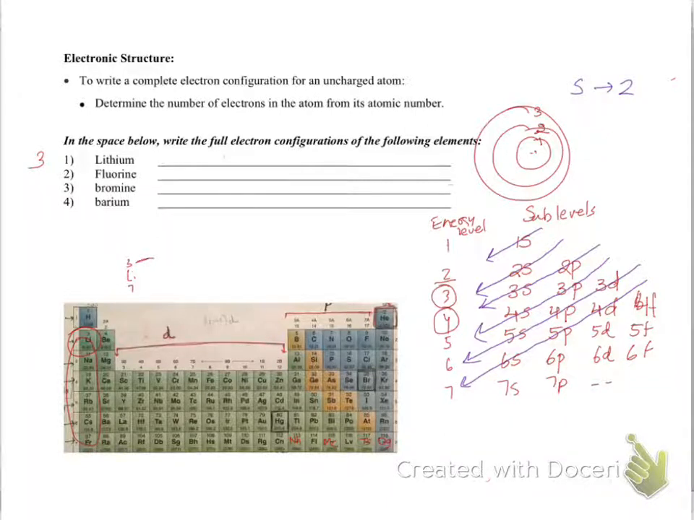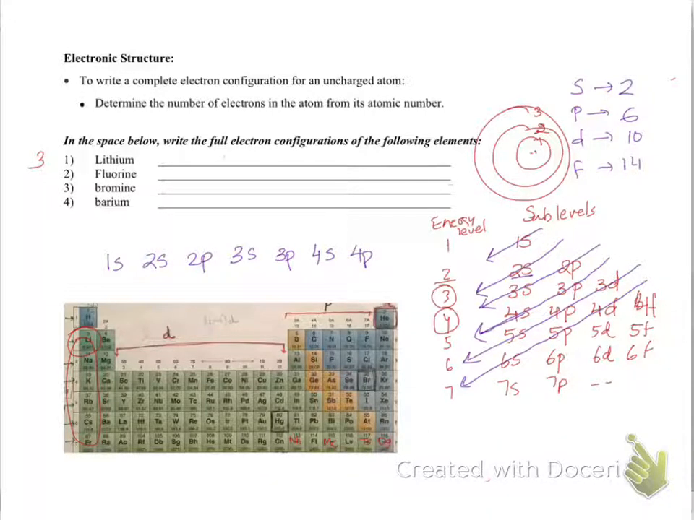So if the address of an apartment says S, it means only 2 people can stay there. If you see P in the sublevel, P sublevel you can fill 6, D sublevel you can put 10, F sublevel you can put 14, and so on. So when you're filling these sublevels, remember we said we're going to fill 1s first, then 2s, then 2p, then 3s, then 3p. After 3p is 4s, then 4p. Oh, sorry, after 4s is 3d.